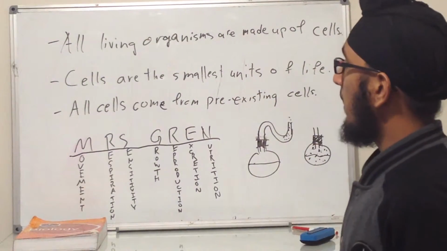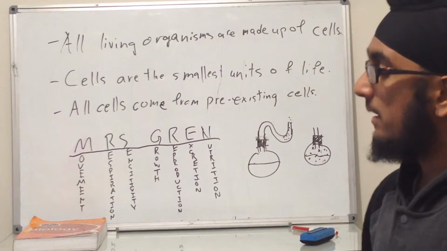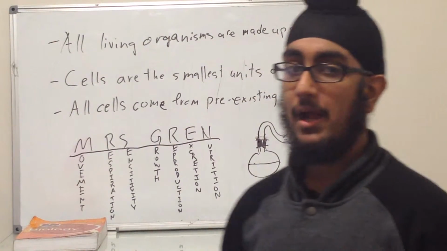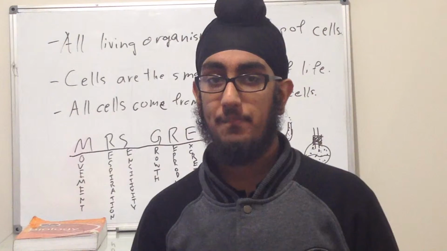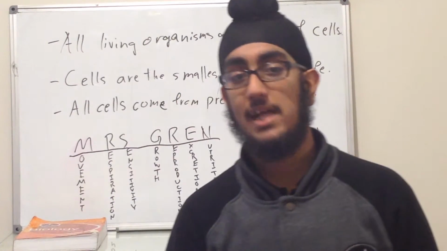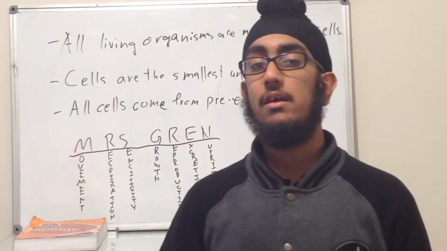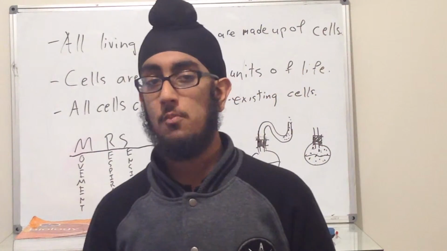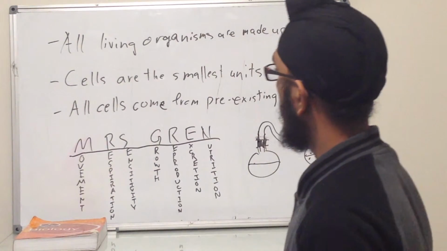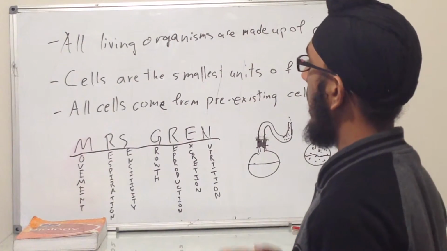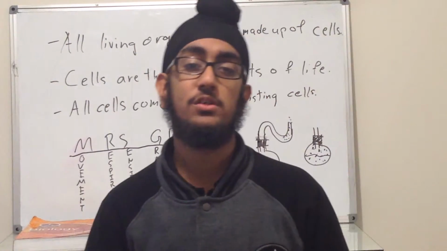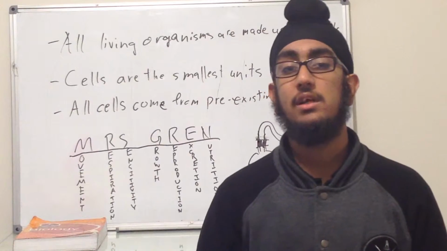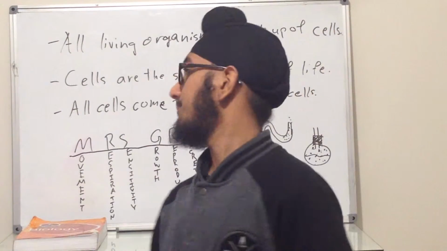This theory, that all living organisms are made up of cells, was proven by Robert Hooke. He coined the term cells, and he observed cork with a homemade microscope. And so he proved that all living organisms present on the cork had cells in them.